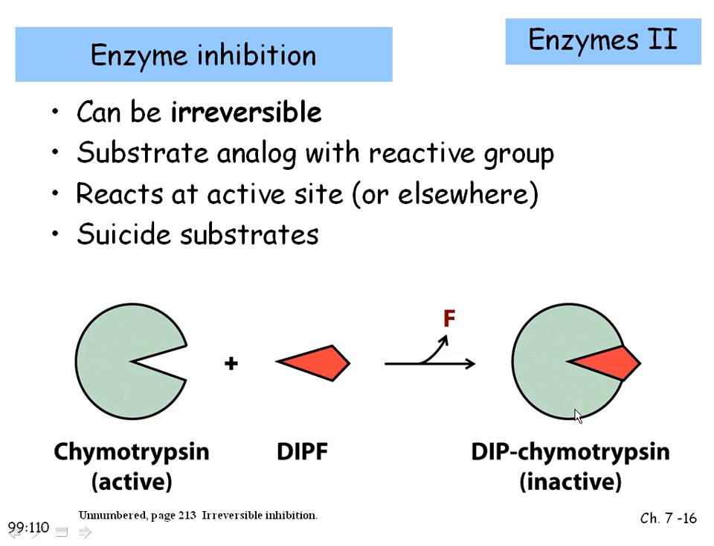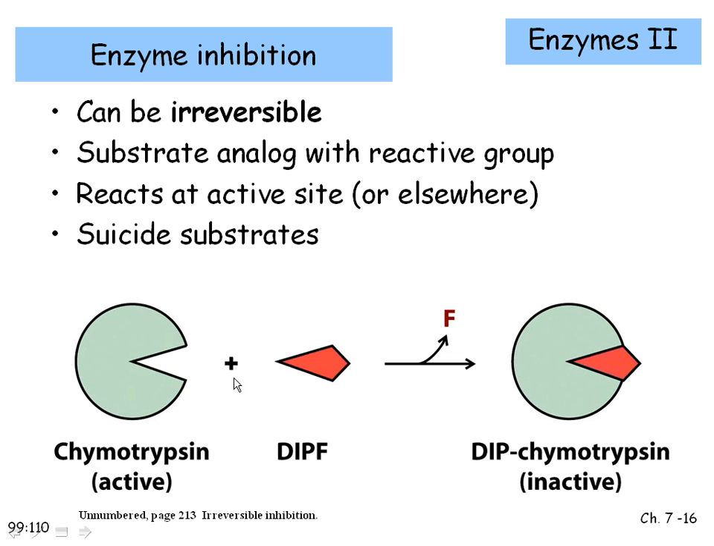One common way that works is with a substrate analog. That is, DIPF kind of looks like a peptide, and in that case you can understand why it would be binding at the active site. You can also get irreversible inhibition by things that react somewhere else on the molecule, on some other residue that's important for structure, so that when it develops a ball in a chain, now the enzyme is dead.